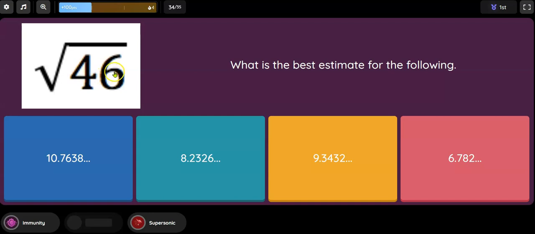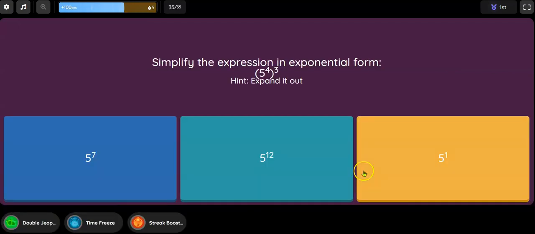If you know your perfect squares, 5 times 5 is 25, 6 times 6 is 36, 7 times 7 is 49. So this is lower than that. This is lower than 49, so it needs to be lower than 7. So this is out, this one's out, this one's out. Red is the right answer.